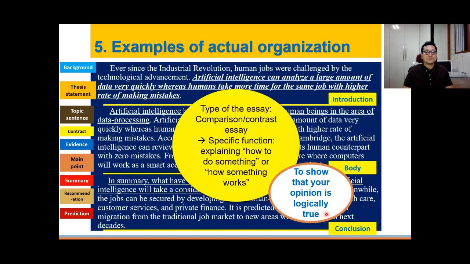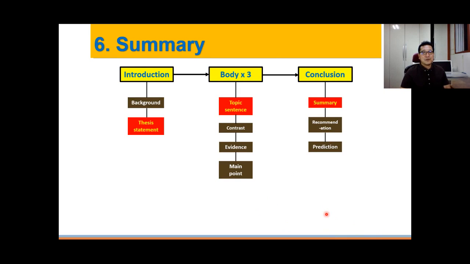Okay, right. In this page, we have the summary of organizing an essay. First, we need to take note of that the essay is divided into 3 parts, which are introduction, body, and conclusion. And within each part, we have specific steps. Introduction has background and thesis statement. Body has topic sentence, contrast, evidence, and the main point. Finally, conclusion has summary, recommendation, and prediction.